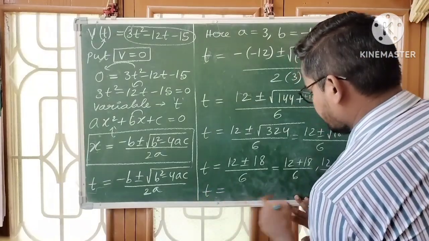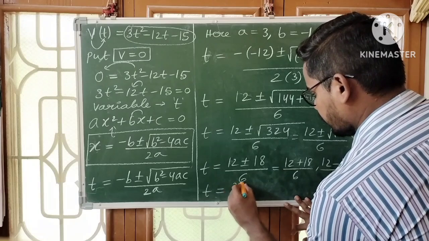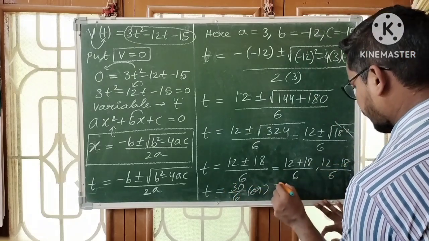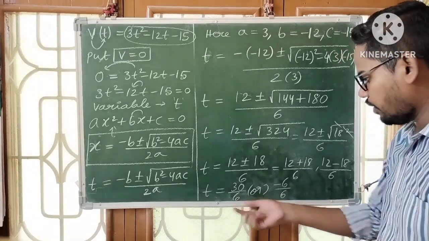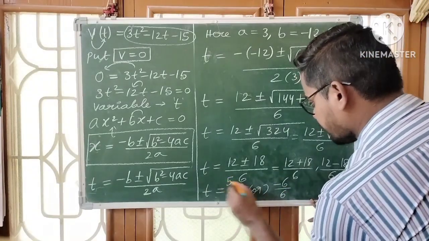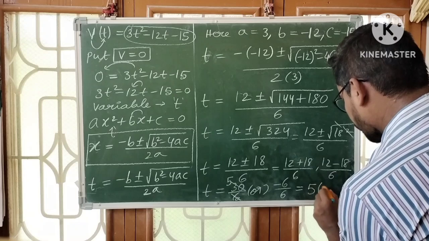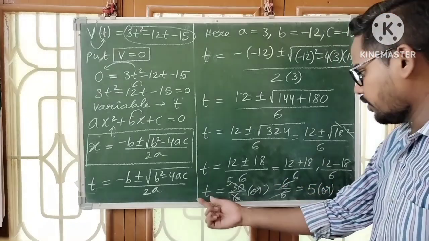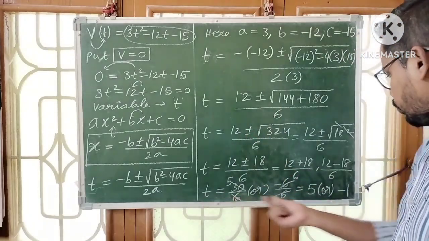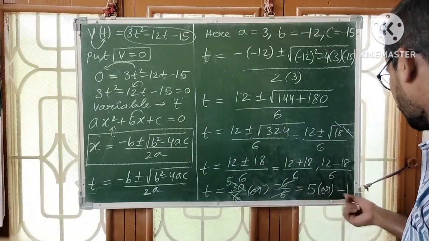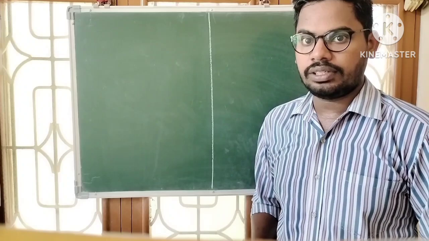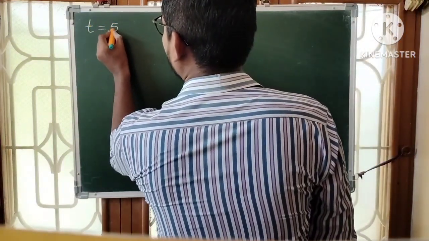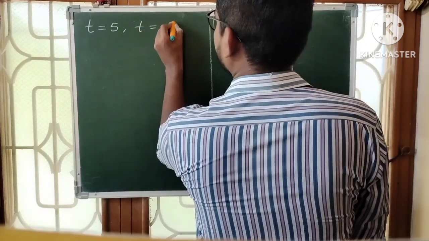So t is equal to 12 plus 18, how much? 30 by 6. Or what is the other solution? 12 minus 18, minus 6 by 6. So we have got two solutions. 6 ones are 6, 6 5s are 30. So t is equal to either 5 or minus 1. So here we have got two solutions: t is equal to 5 or t is equal to minus 1. In the last step we have got two solutions, t is equal to 5 and t is equal to minus 1.